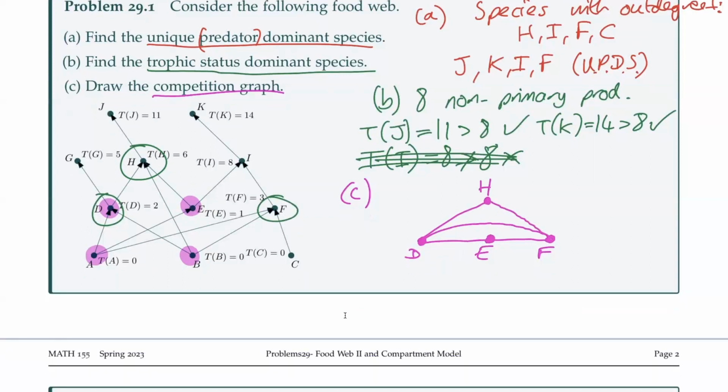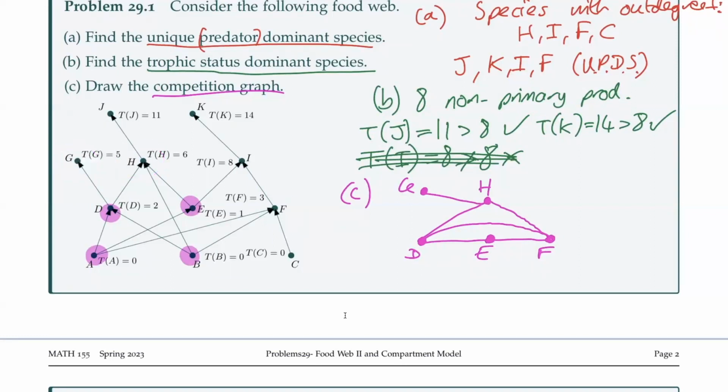Okay, so that's competition for species A and B dealt with. Now we need to think about competition for species D. So which species eat D? Well, that's G and H. So that means that there needs to be a line between G and H in our competition graph.